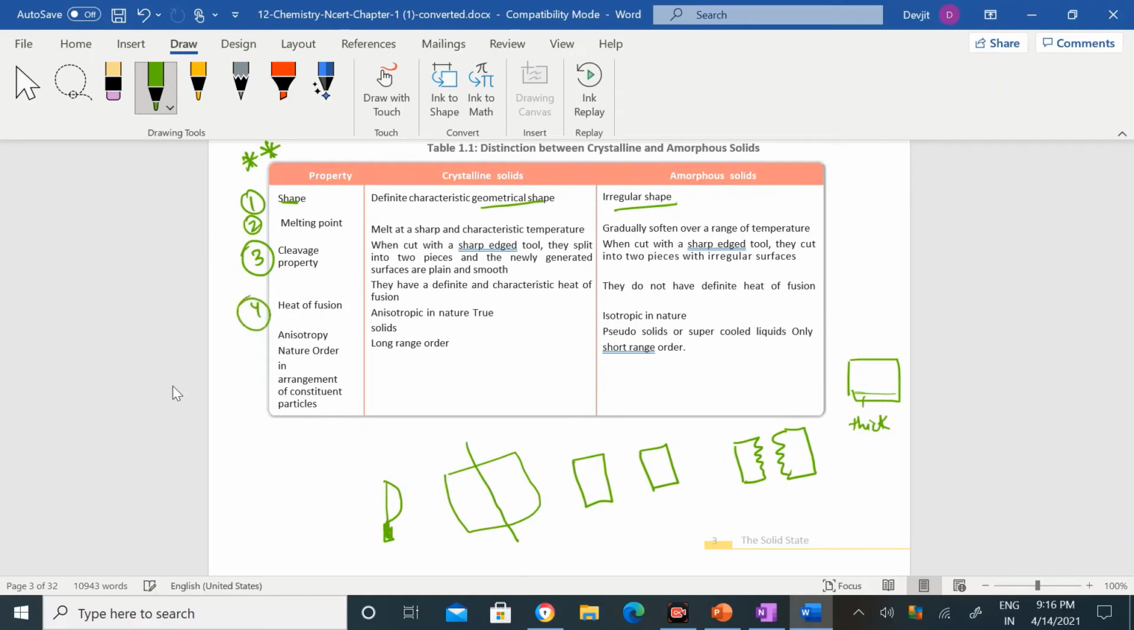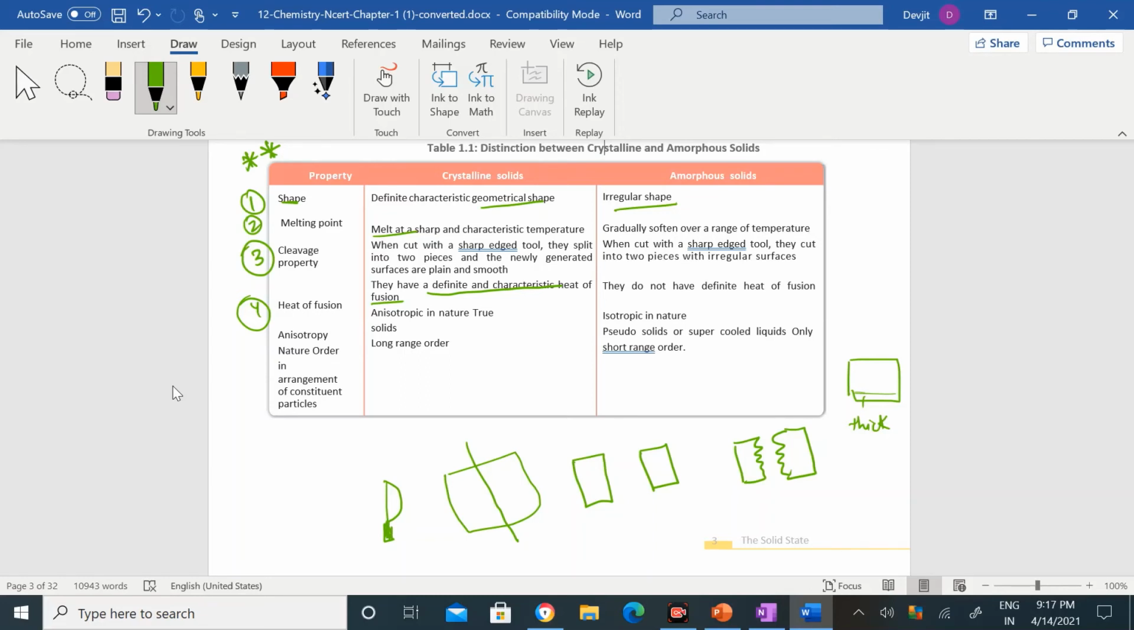Next is heat of fusion. Heat of fusion is the heat required for a solid to melt down to a liquid at a particular fixed pressure. Since a crystalline solid has a sharp melting point, it has a definite and characteristic heat of fusion. That means at a particular temperature, it changes its state from solid to liquid. As the amorphous solids don't have a sharp melting point, it is obvious that their heat of fusion will not be definite, because over a range of temperature they change their state slowly. So they don't have a definite heat of fusion.